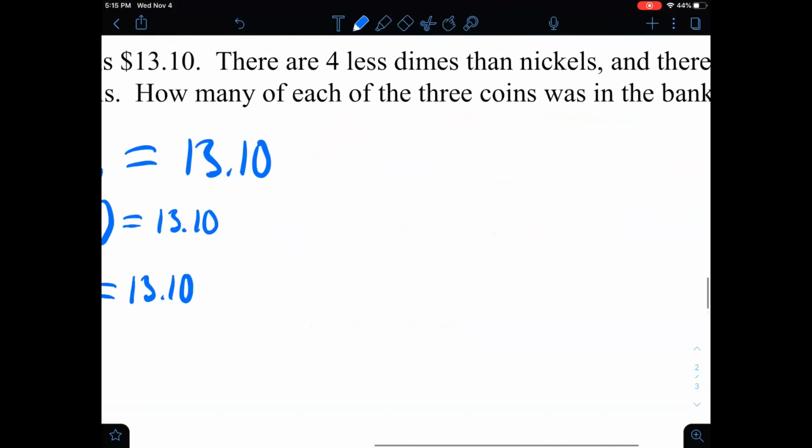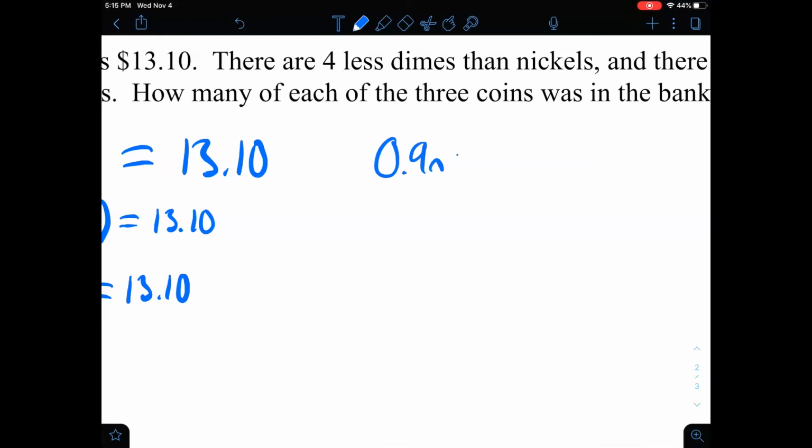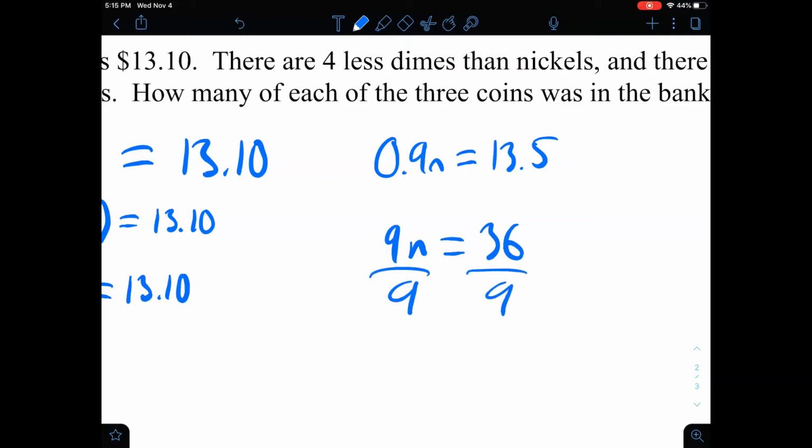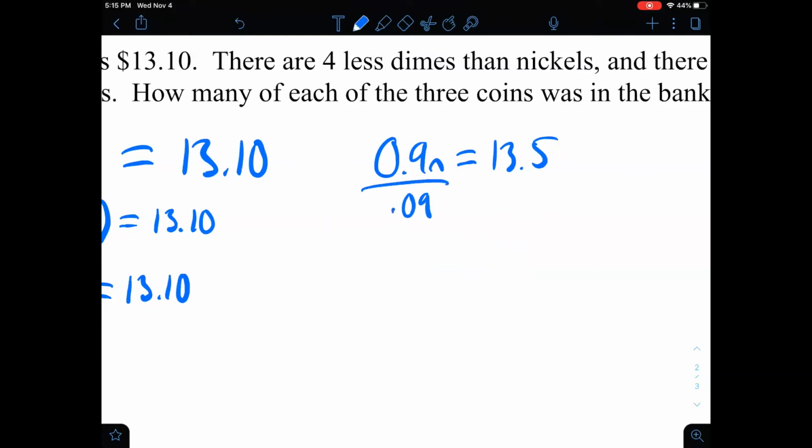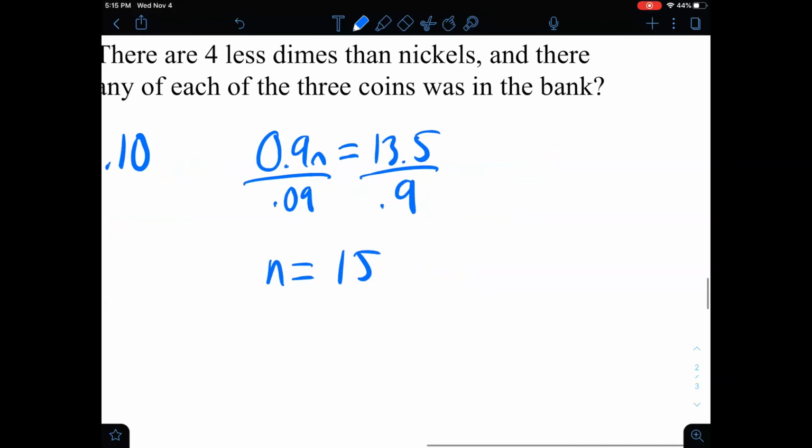So we'll write it over here: 0.9n equals, when we add 1310 plus 0.4, we're going to get 13.5. Now again, if we had 9n equals, I don't know, 36, what would you do next? You would divide by 9, right? So we're going to do the same thing here. We're going to divide by 0.9. Even though it's a decimal, we can still divide by whatever's being multiplied here. And n is going to be equal to, when we divide that, 15. So we have 15 nickels.